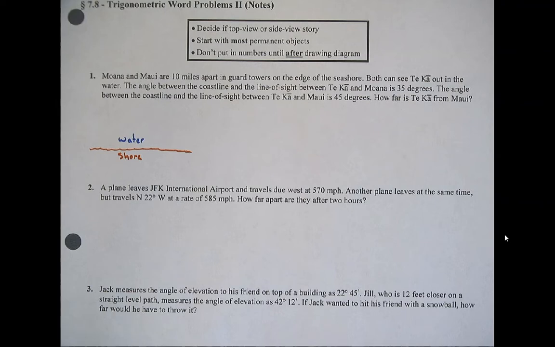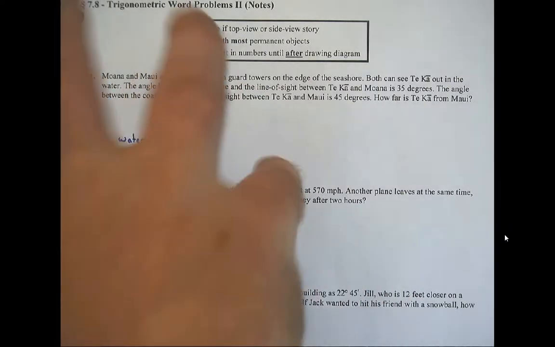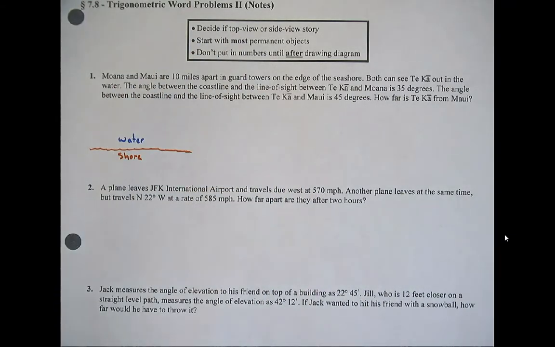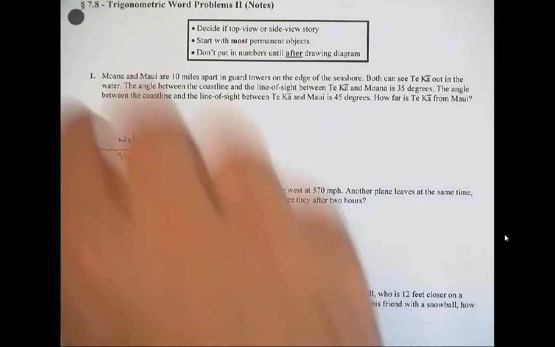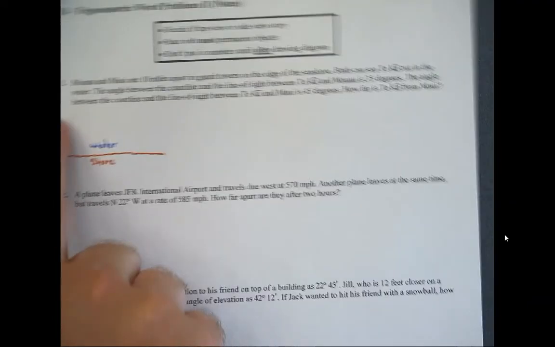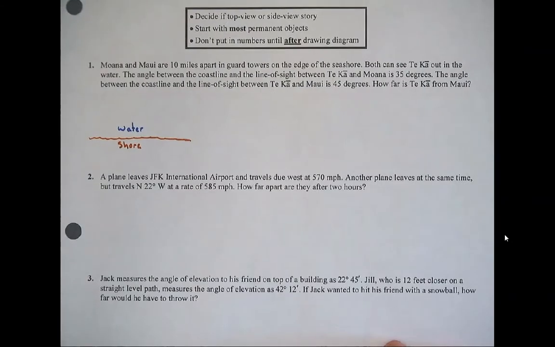So we have two guard towers. I didn't talk about this first: is this a top-down or a side view story? We're trying to figure out how high things are. Does it ask us how tall is Taka or how high are the guard towers? No. This is asking us how far apart things are. So usually that's a top-down view. So I'm thinking about this as a map, like I'm looking at a map. Here's the shore, here's the water on my map, okay?